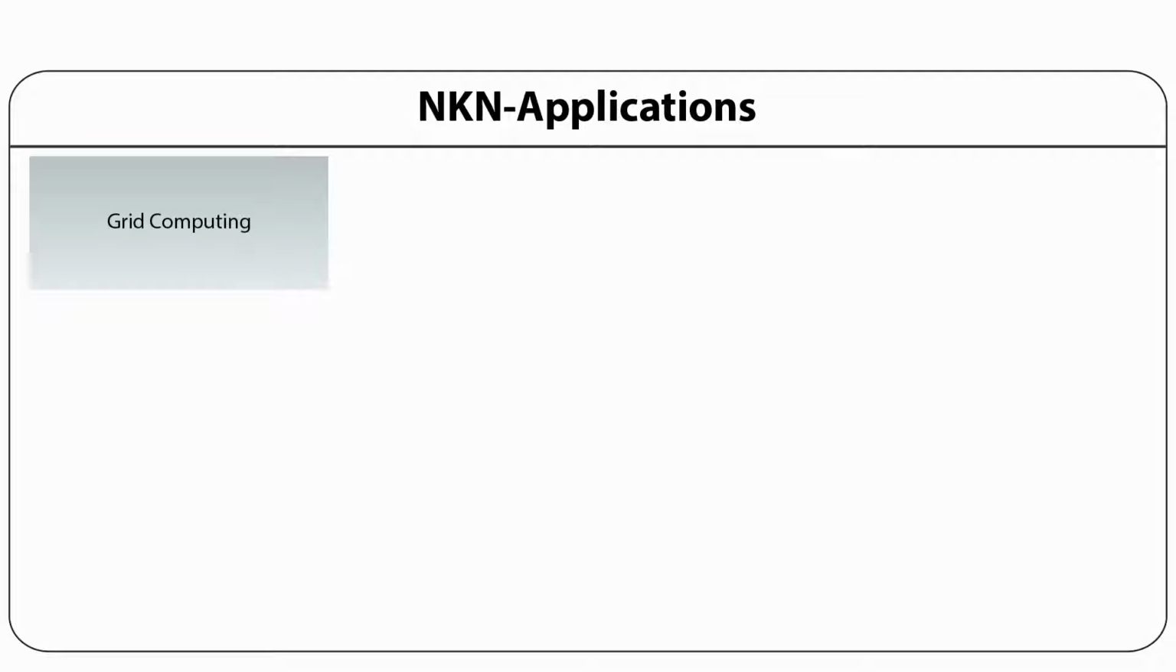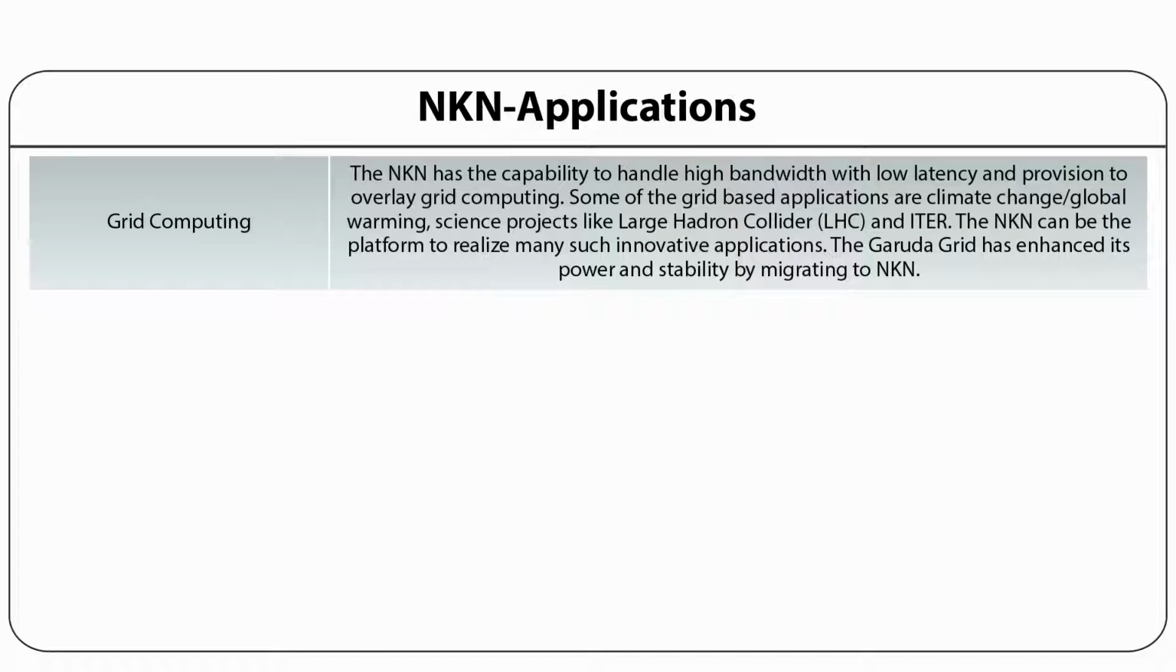Grid computing. The NKN has the capability to handle high bandwidth with low latency and provision to overlay grid computing. Some of the grid-based applications are climate change, global warming, science projects like Large Hadron Collider or LHC, and ITER. The NKN can be the platform to realize many such innovative applications. The Garuda grid has enhanced its power and stability by migrating to NKN.